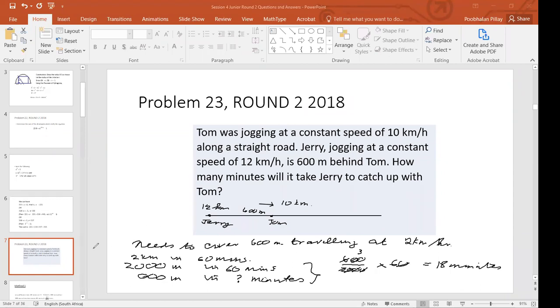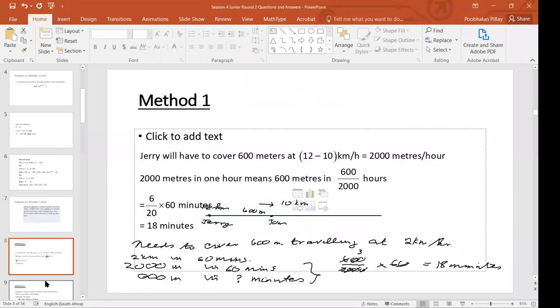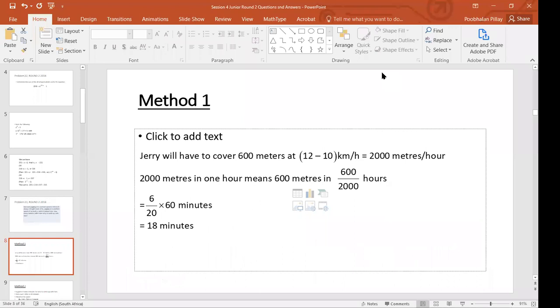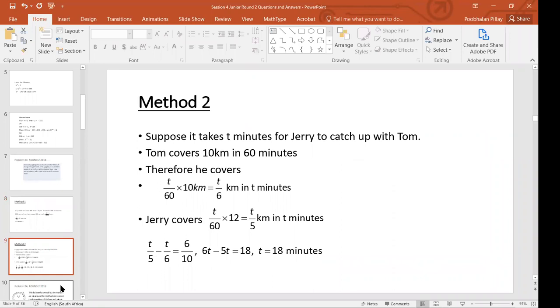I have an alternate method of solving this, and I'm not going to go into detail with that. Let me just clear these drawings. So that's how you get this 18 minutes. And the second method is where most people will do it like this. I'll start like this. Suppose it takes T minutes for Jerry to catch up with Tom.